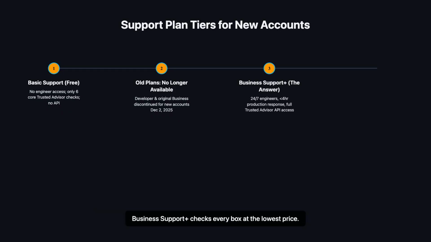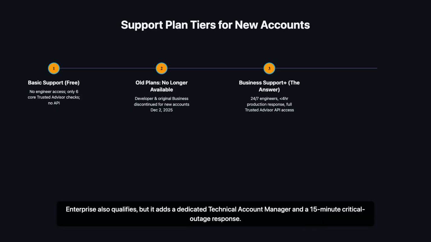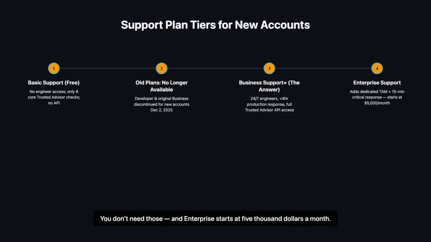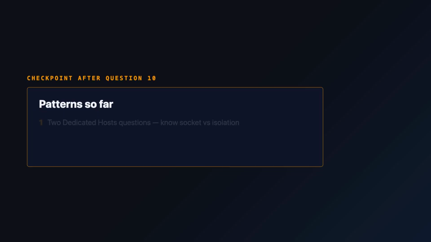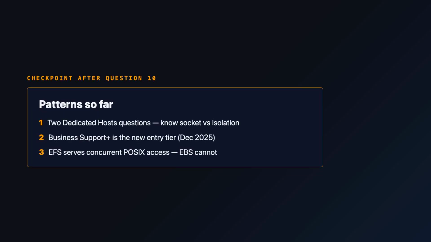Business Support Plus checks every box at the lowest price. Enterprise also qualifies, but it adds a dedicated technical account manager and a 15-minute critical outage response. You don't need those, and Enterprise starts at $5,000 a month. That's the trap. Don't overbuy. Dedicated hosts appeared twice. The batch is testing socket visibility versus isolation. Business Support Plus replaces the legacy business plan for new accounts, and that name change is an active exam trap.